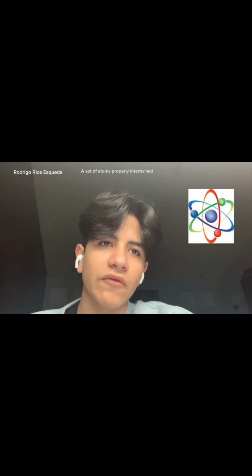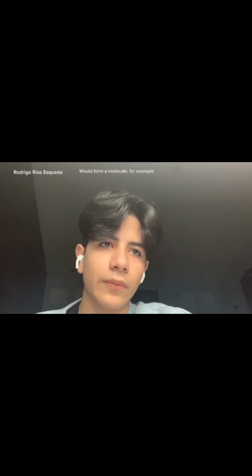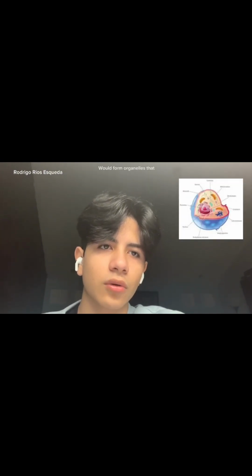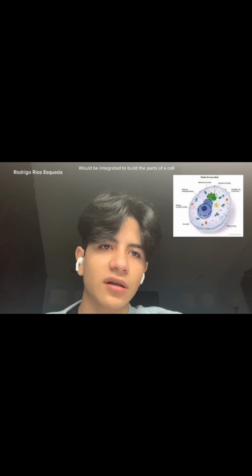I will be talking about the levels of organization in homeostasis, starting with a submicroscopic level such as the atom. A set of atoms properly intertwined will form a molecule. For example, depending on its size, a protein could be made of hundreds, thousands, or millions of carbon, hydrogen, oxygen, and nitrogen atoms. The molecules, in turn, will form organelles that will be integrated to build a part of a cell.